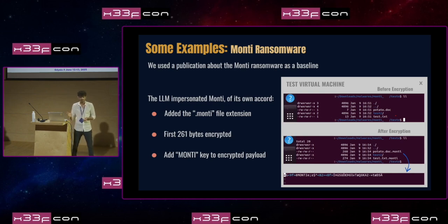So what makes Monty different than Conti? It adds the very unique .monty file extension to encrypted files. It encrypts the first 261 bytes of each sample. This is due to performance issues. You don't want to encrypt the entire file. That takes too long. And it adds the Monty key in all caps to the encrypted payload.